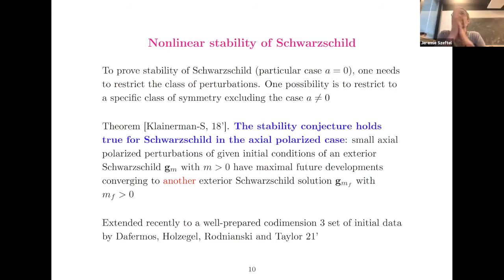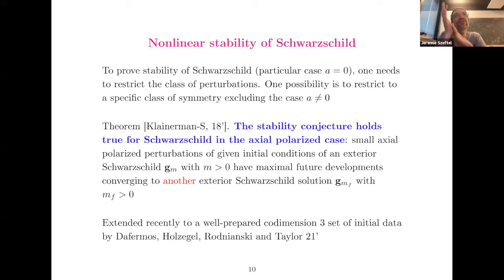Okay, but unfortunately for Schwarzschild, you cannot really prove stability of Schwarzschild because, unlike Minkowski, Schwarzschild is smoothly embedded in Kerr. It corresponds to the case a equal to 0. So when you start near Schwarzschild, in general, you end up near Kerr. So you cannot talk about stability of Schwarzschild without talking about stability of Kerr in general. So what you have to do is to restrict the class of perturbations, so as to force the end states to be Schwarzschild. The one we chose with Sergiu Klainerman is the simplest one, which is to restrict to a specific class of symmetry which does exclude the case a different from 0, so you just have Schwarzschild as an end state.